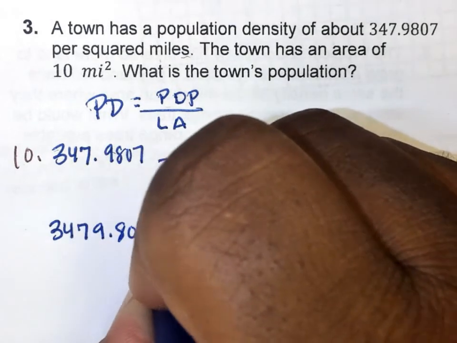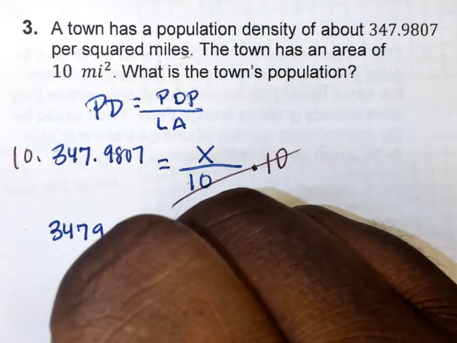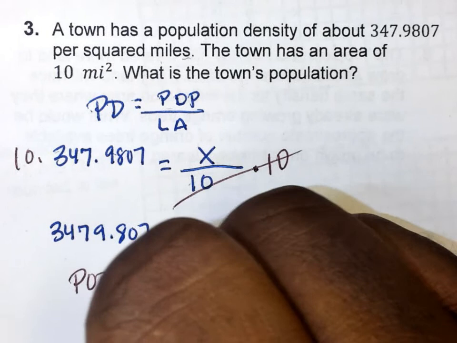Exactly, so we're going to talk about that. Like DJ's saying, once we get this number, 3,479.807, that's what we get for the population. If it's a town population, we can't have 0.807 of a person, and we can't round up to make that a whole person, so we're going to drop that off. We're going to round down. Our population is going to be 3,479.